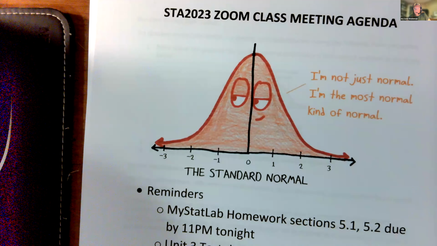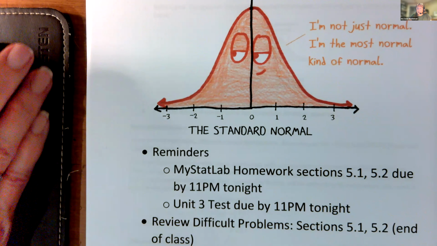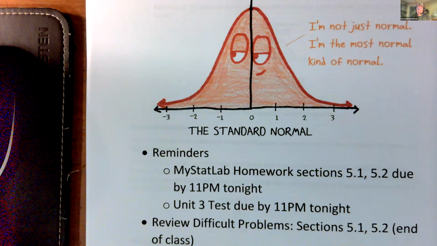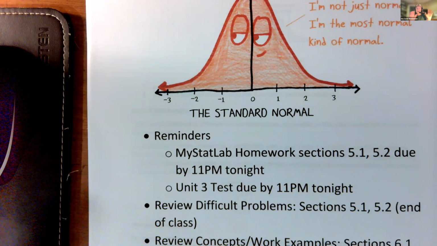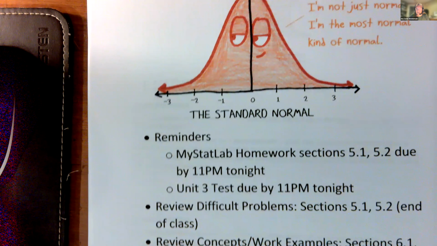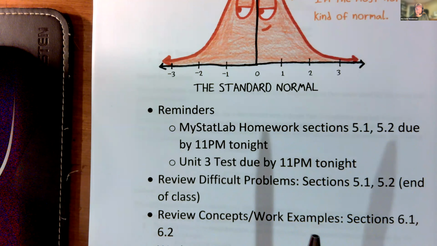You have homework due tonight on 5.1 and 5.2, and then you have the Unit 3 test. Okay, and remember that covers Chapter 4 and Chapter 5. So 4.1 to 4.3, 5.1 and 5.2. So you need 60% on each of those homeworks in order to unlock that Unit 3 test. Okay, so the 5.1 and 5.2 homework due tonight along with the test.